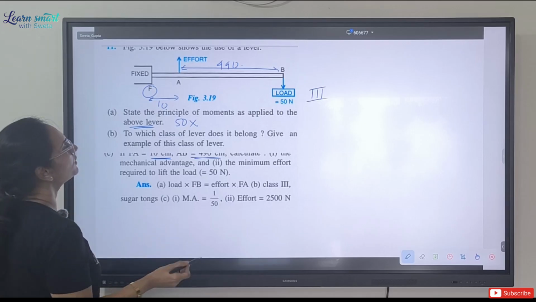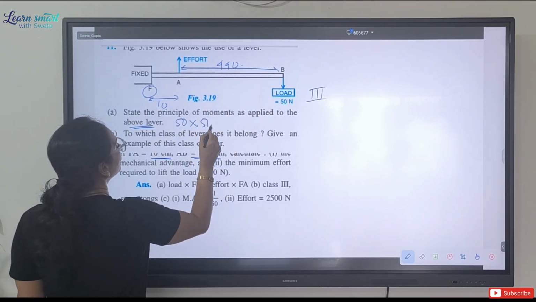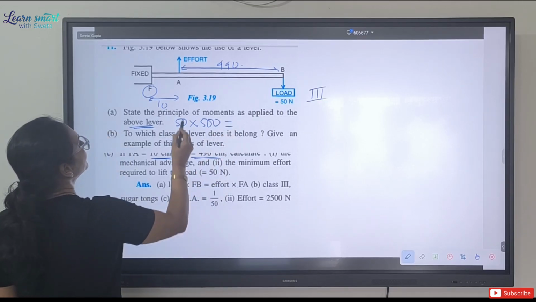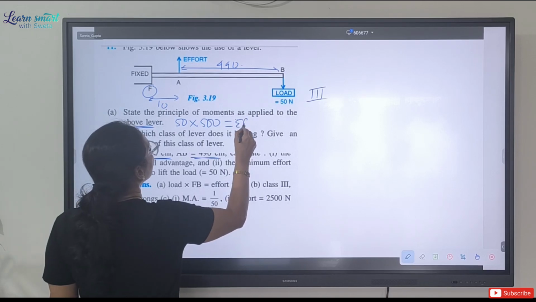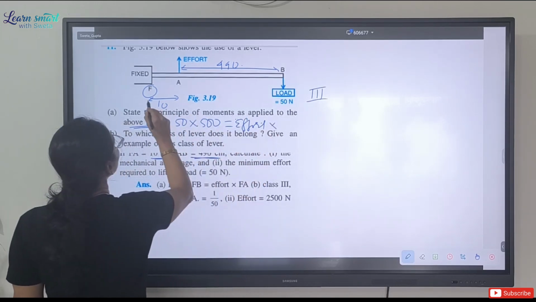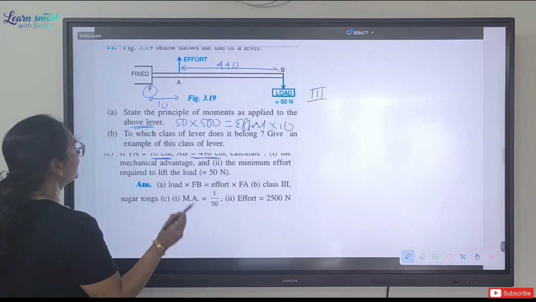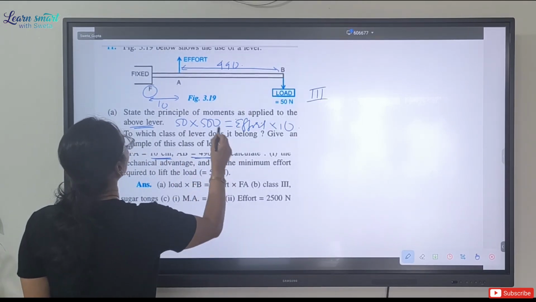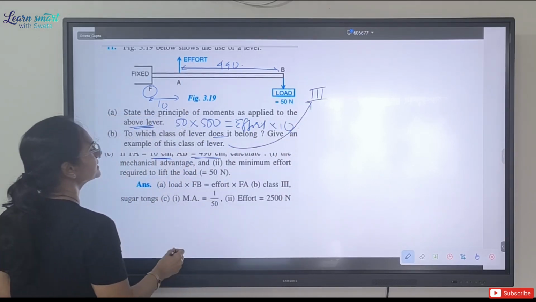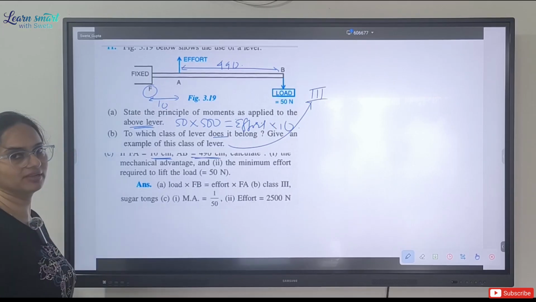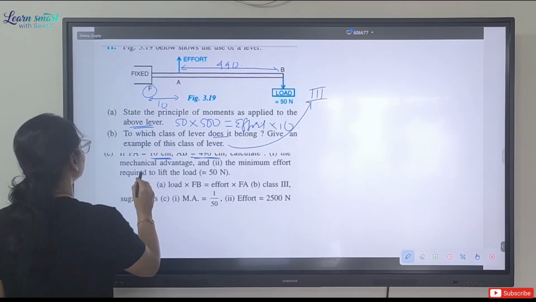Now they are asking to state the principle of moments. So the principle of moments is load into load arm. Load is 50 and load arm is 490 plus 10, which is 500, is equal to effort into effort arm. Effort is not given, whatever is the effort, that effort into effort arm, which is 10. This will be the principle of moments. Now they are asking to which class of lever does it belong. Effort is in the middle, so it belongs to class 3 lever, which we already said, and give an example of this class of lever. You can give any example: tweezer, fishing rod, anything that you remember you can write.